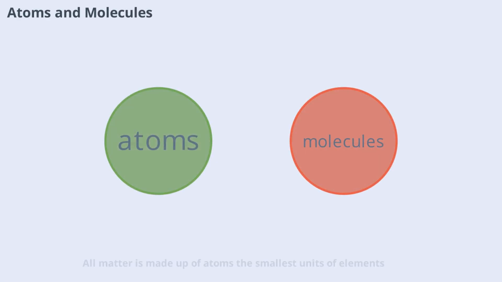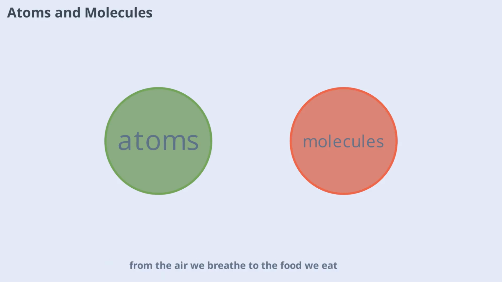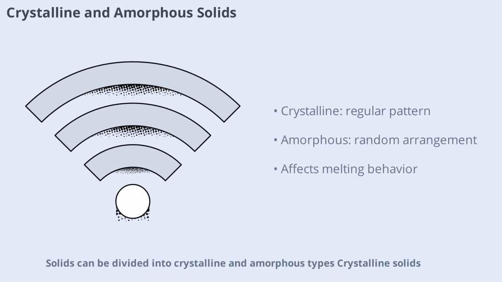All matter is made up of atoms, the smallest units of elements. Atoms can join together to form molecules, which make up compounds and materials. For example, a water molecule is made of 2 hydrogen atoms and 1 oxygen atom. Understanding atoms and molecules helps us explain the properties and behaviors of different substances, from the air we breathe to the food we eat. Solids can be divided into crystalline and amorphous types.